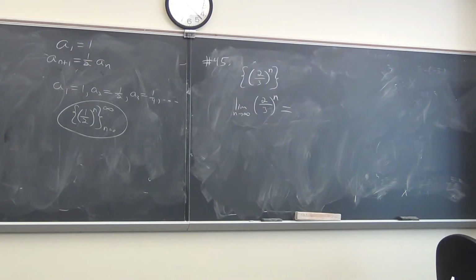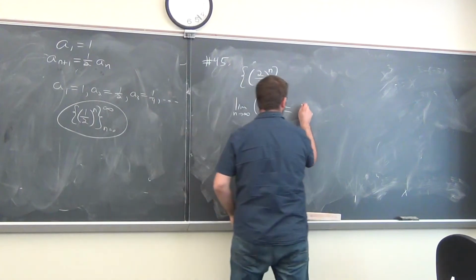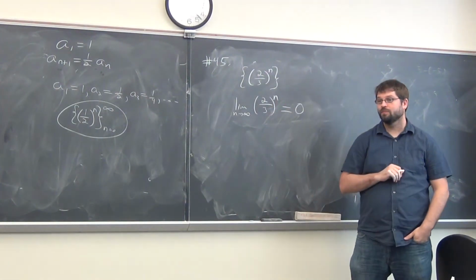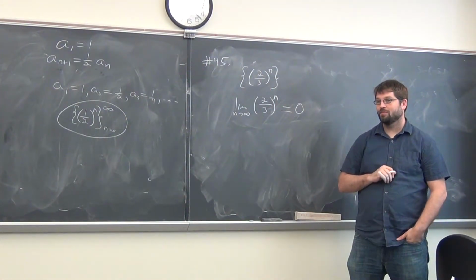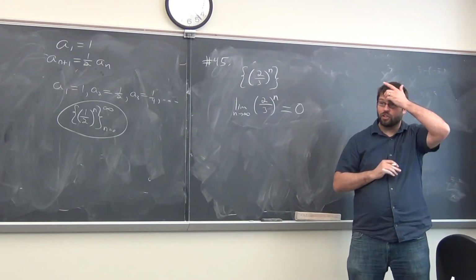Why is that? Because it's a number less than 1 raised to infinity, so 0. If the number's bigger than 1, then it's infinity or doesn't exist. But if it's less than 1 in absolute value, you just know it's 0. So that's all you have to do. Does that make sense? There's not really any work to show in this case.